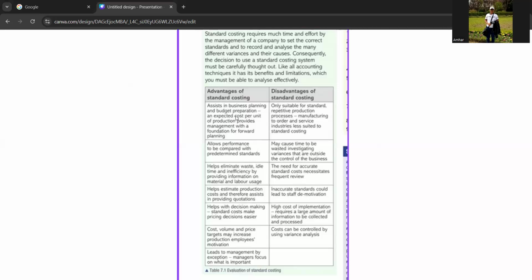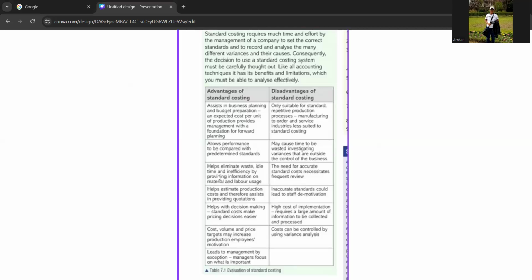So standard costing helps a business to plan well, and it helps in preparing budgets and all that. And also expected cost per unit of production provides the management with a foundation for forward planning. They can plan ahead. Okay, and the second one is it allows performance to be compared with predetermined, preset standards. Standard costing allows a company to compare that. And then it helps eliminate waste.